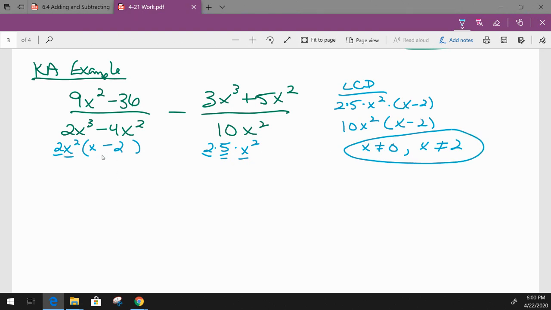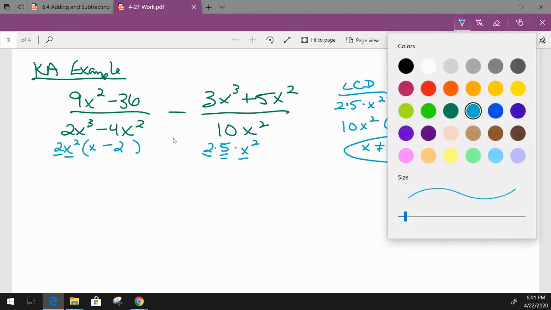Okay, so then I went through and I proceeded to multiply my first fraction by the 5 and the second fraction by the x minus 2 and worked it out, and it didn't work out correctly. So what I want to show you is that sometimes if you look closely at the numerators, there are times when you can reduce the given fraction before you add or subtract.